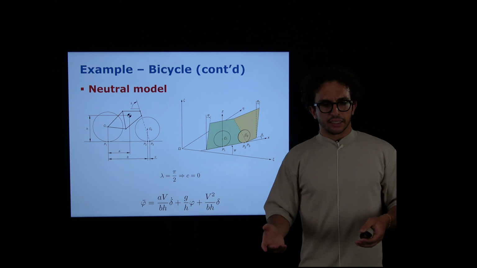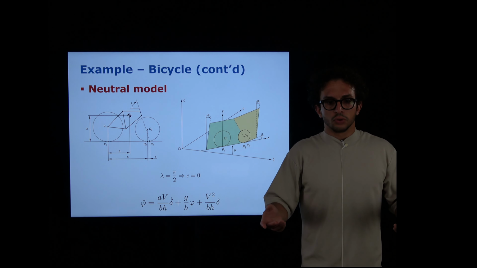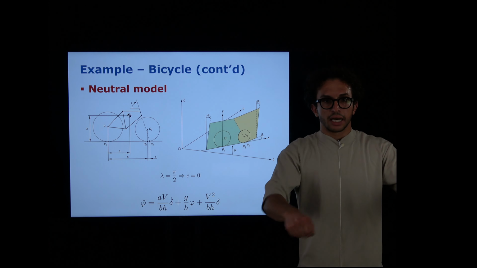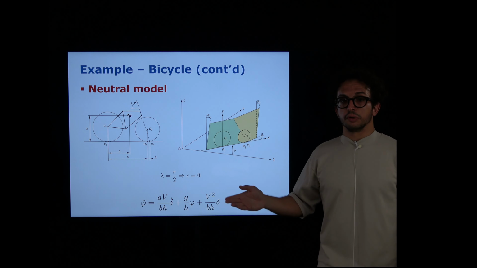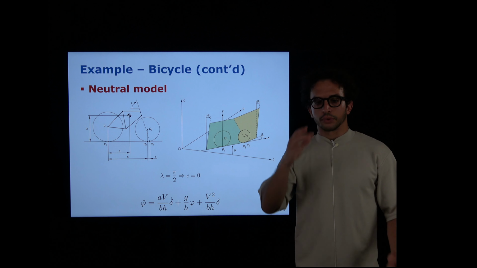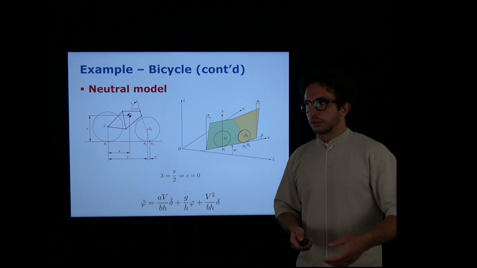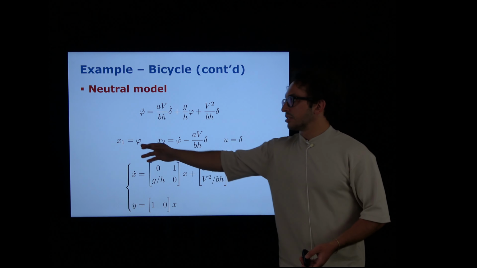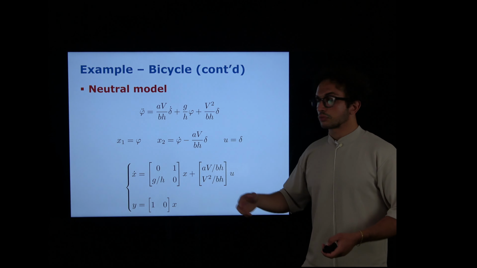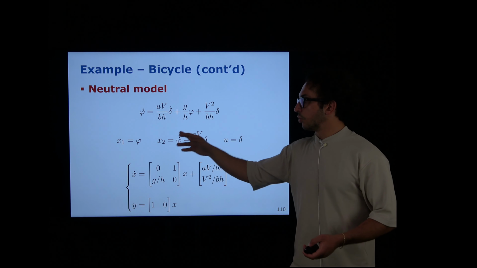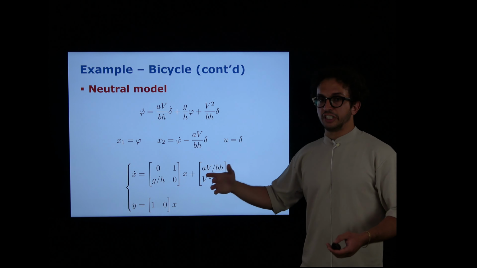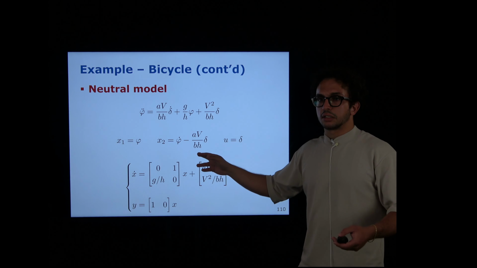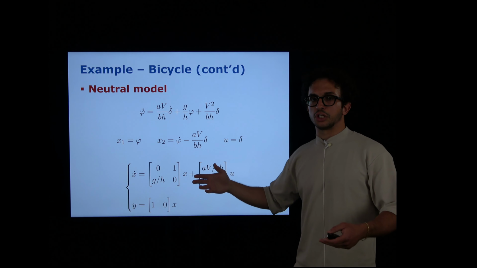A good input candidate is the only thing we can do: we can grab the handlebar and steer. So delta could be, for example, a good candidate for the input. This is exactly what happens. So one state is phi, the tilting. One other state is something more complex, not just phi dot. The reason is that this simplifies computations.